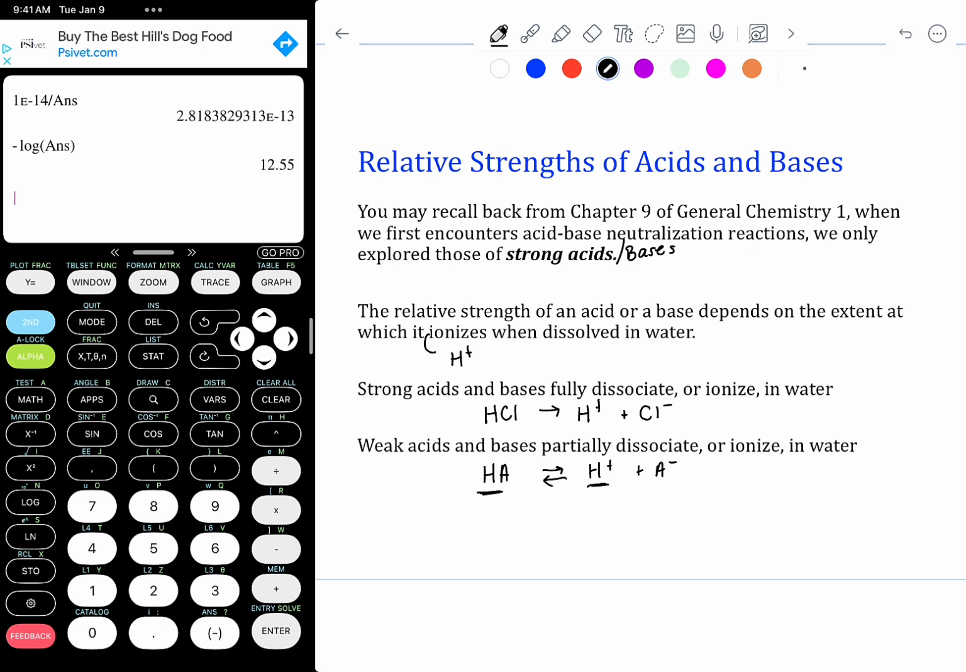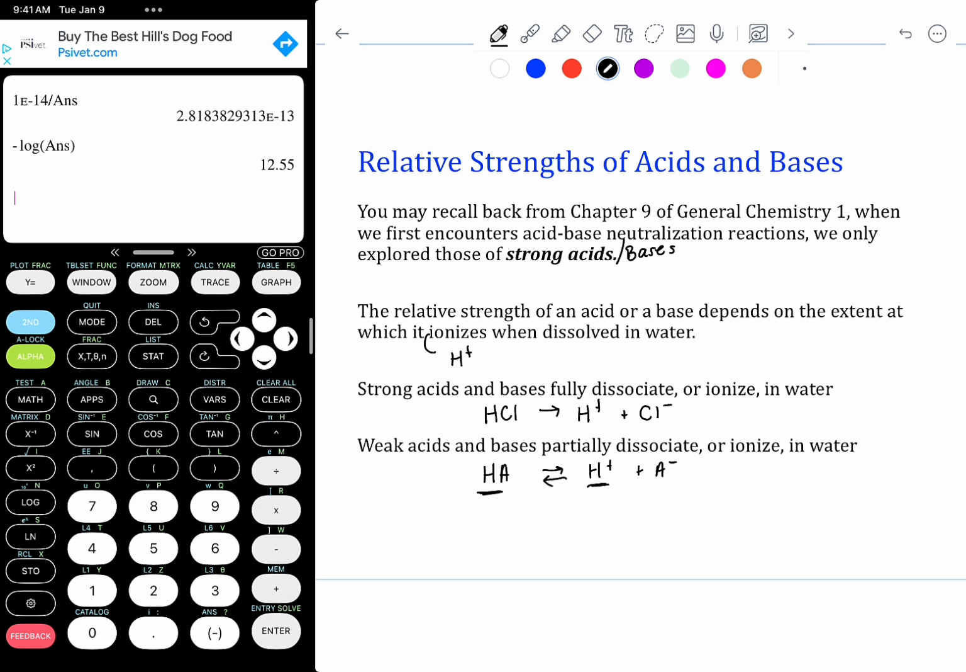We only have H+ and Cl- in that solution, specifically for hydrochloric acid, but whatever the anion is for that. We always have H+ and the anion in solution. We will never have HCl as a molecule in that solution because it's a strong acid and they fully dissociate, they fully separate in water.